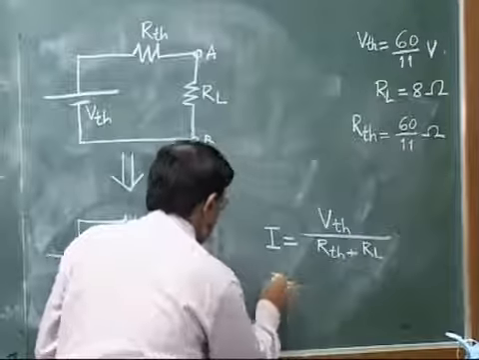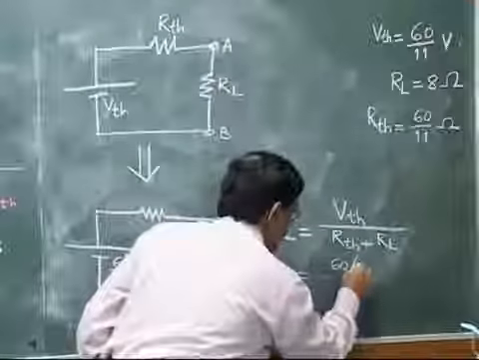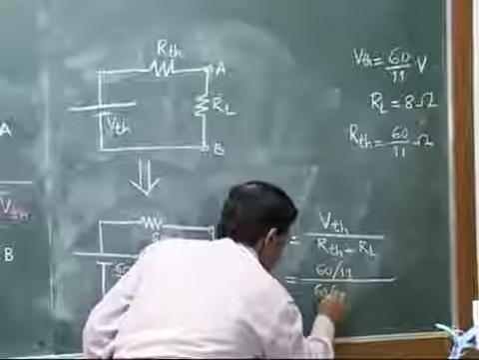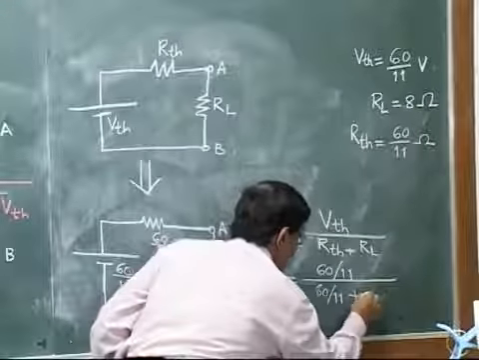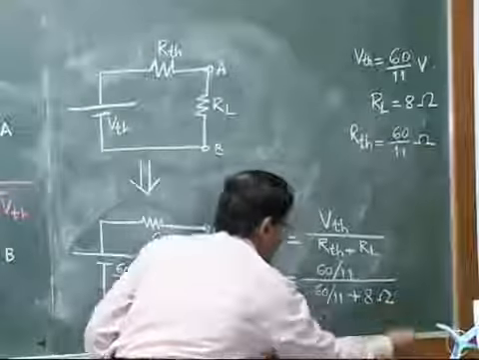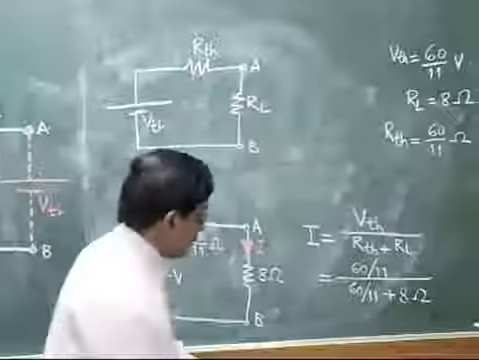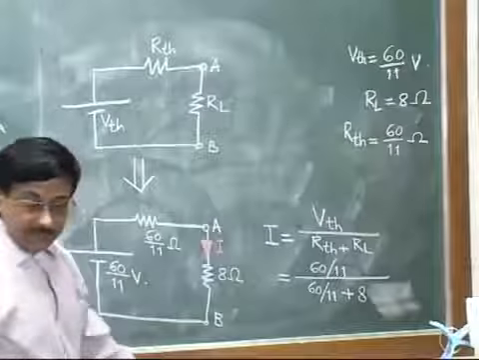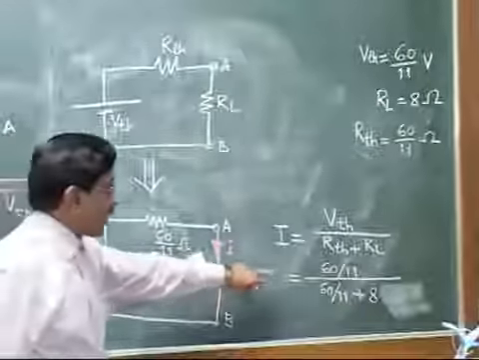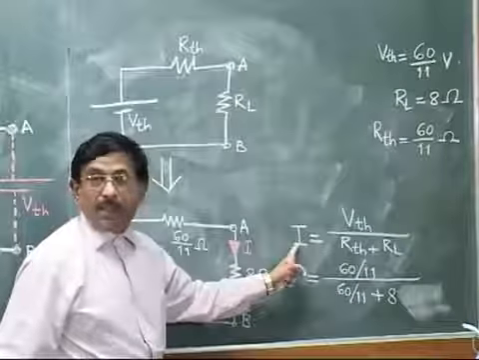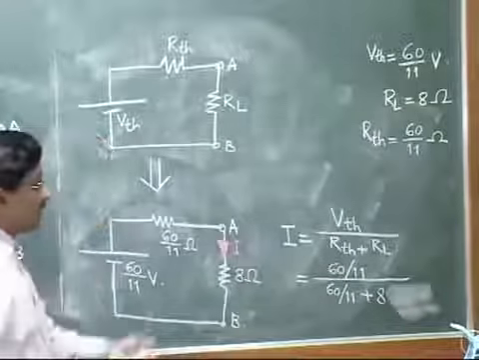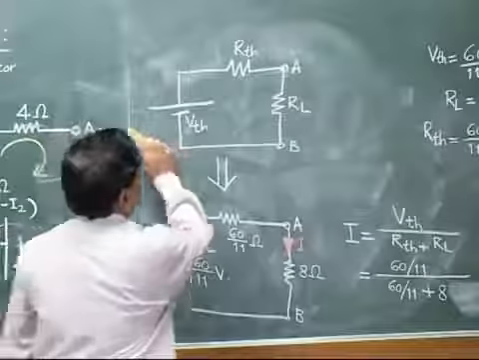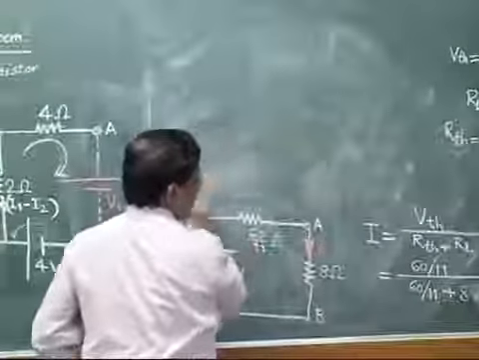We just substitute the values. VTH was 60 by 11. RTH was 60 by 11 ohm, and plus RL was 8 ohm. Sorry, here we may not write the units. Okay, so this is it. And if we calculate this particular thing, that will be the final answer for the problem. So let us just calculate that. 60 by 11 divided by all that. So here we make a rough calculation.